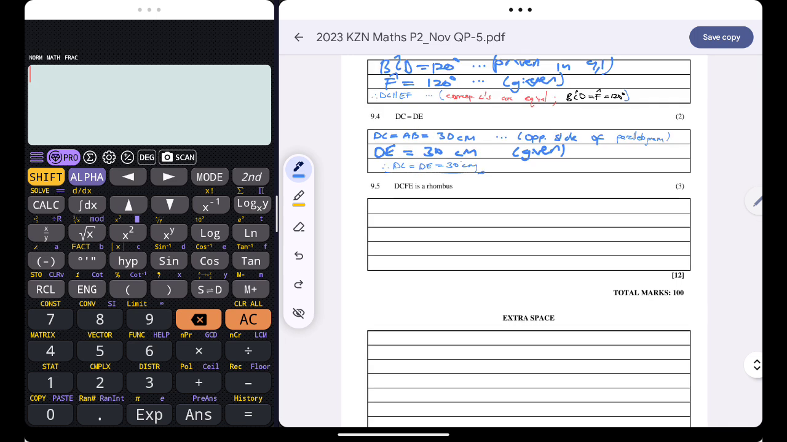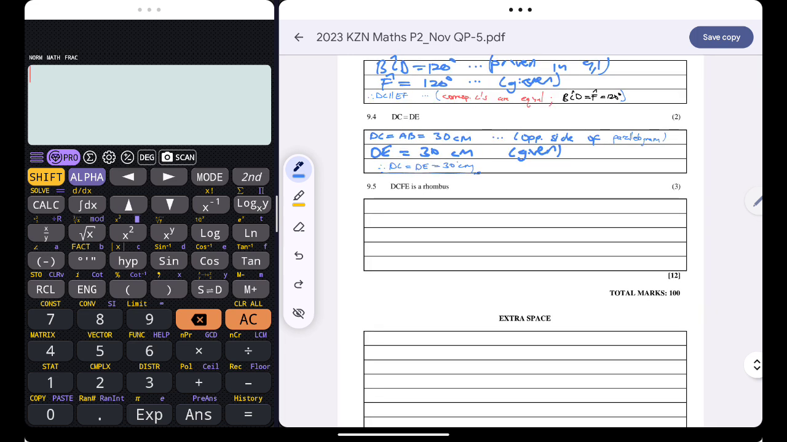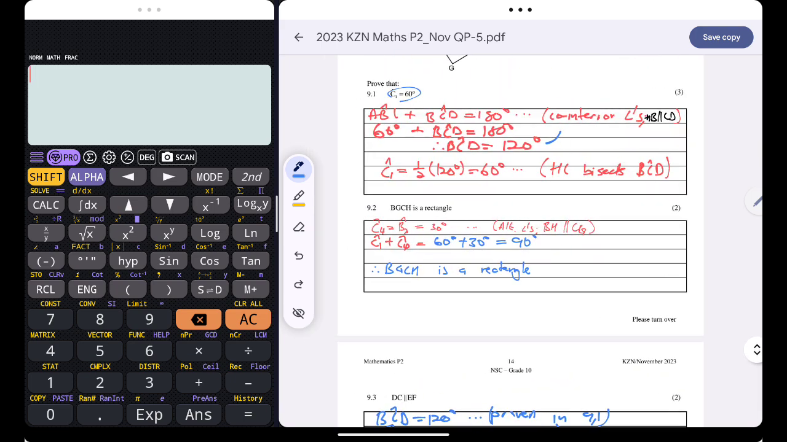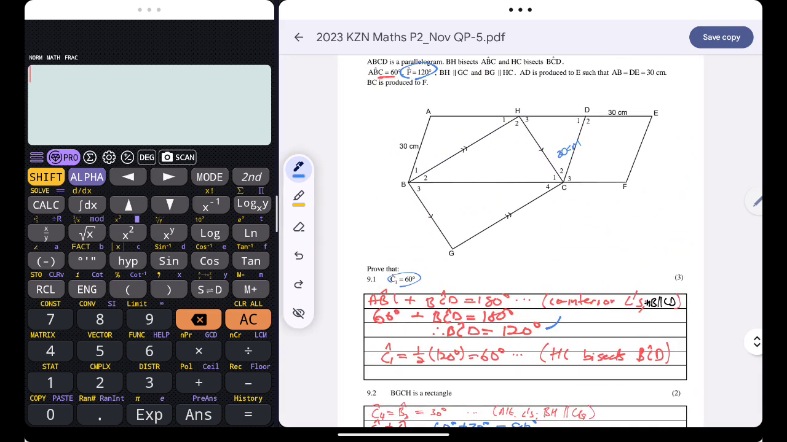Okay, now I'm going to show that DCFE is a rhombus. A rhombus is a special type of parallelogram. Ne? The opposite sides of that parallelogram must be parallel, and the adjacent sides must be equal. Are we together? So this side and this one, all of the sides must be equal to 30 centimeters. Are we together?